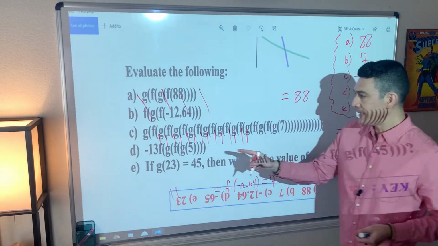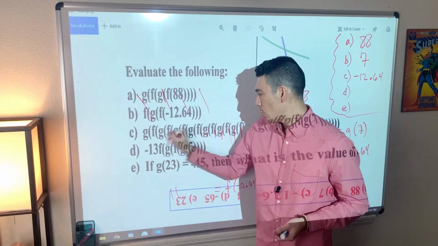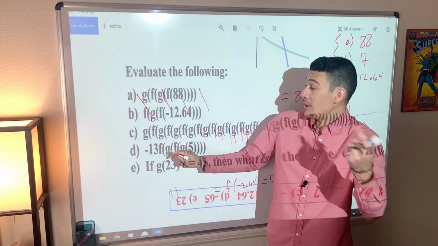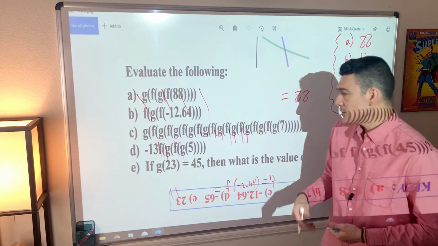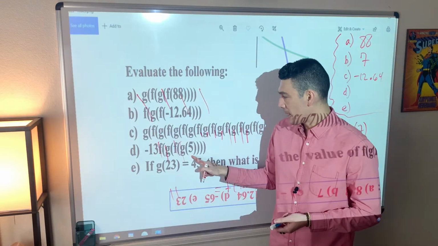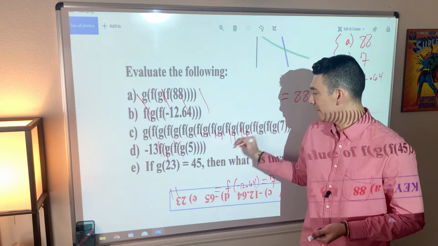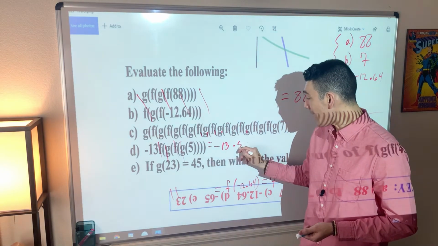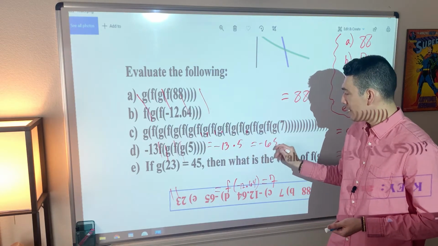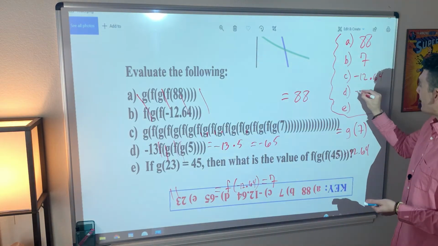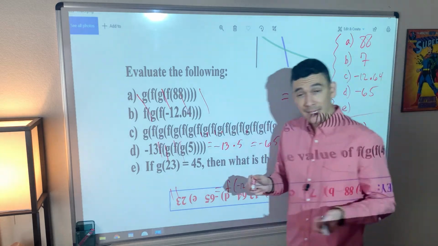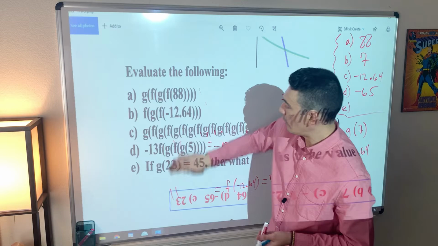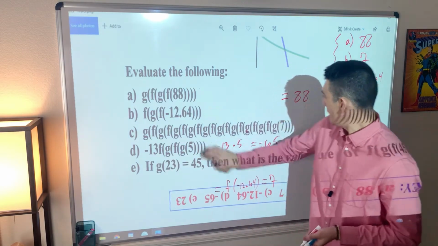So for part D, what do we have? We have G and F knocking out, and then we have another G and F knocking out. So all that's left is 5, but it's multiplied by that coefficient. So that's negative 13 times 5, and that gives us negative 65 for that final result for part D, negative 65. And so now, looking at the last part here for part E, it's an if-then statement.